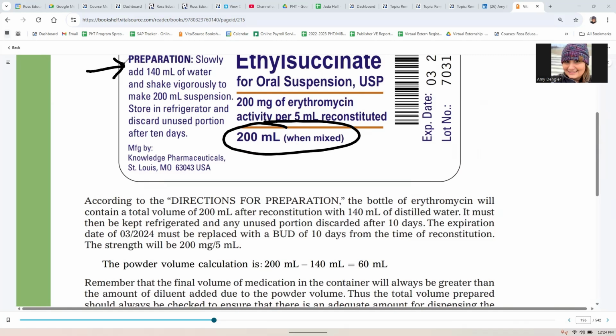Slowly add 140 ml of water and shake vigorously to make 200 ml suspension. Store in refrigerator, and discard unused portion after 10 days. So that is where we're getting that 140 from because we're adding 140 ml of water. So this is here. This is here. And when we do the subtraction in our calculator, if we do 200 ml minus 140 ml, the powder volume is 60 ml.